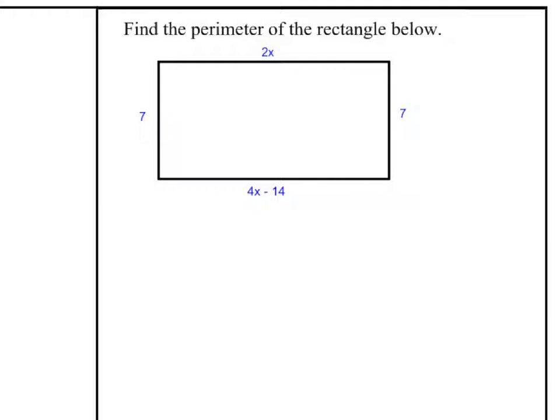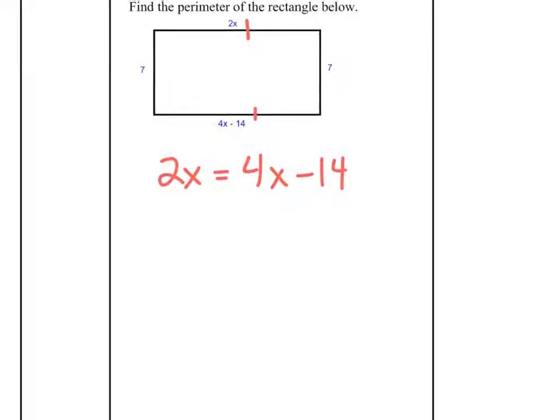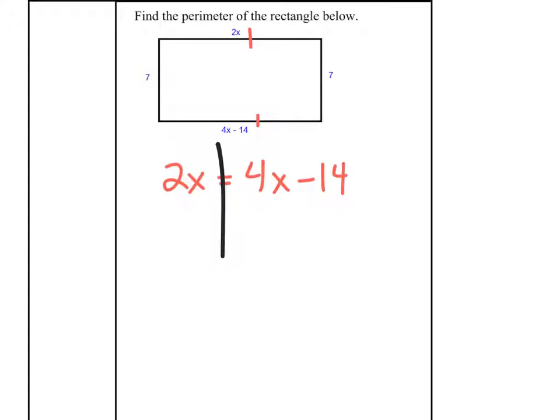We know that opposite sides of rectangles have the same length. So I'm going to say that these two sides are equal. So 2x is equal to 4x minus 14, because those side lengths are the same length. Now we get to solve for x, our balancing line.